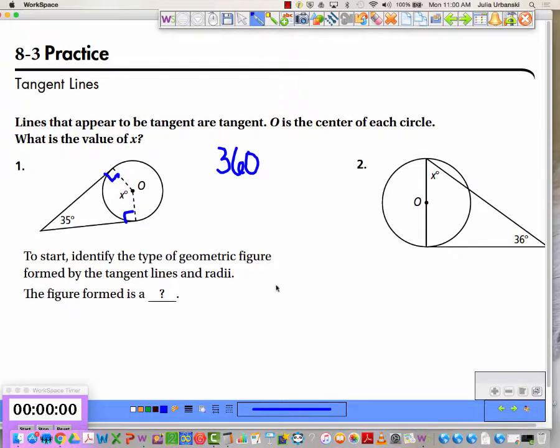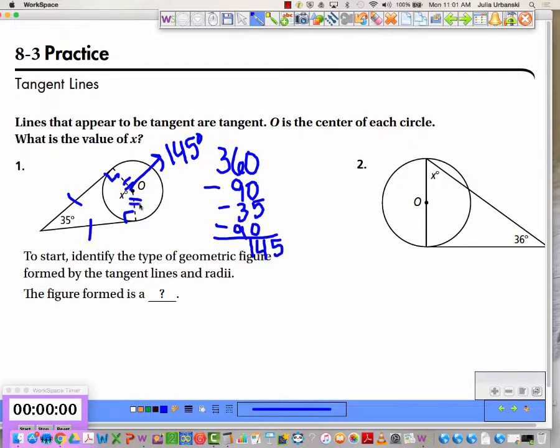A triangle has 180. So you subtract what you know. We know 90 degrees, we know 35 degrees, and we know 90 degrees. Subtract all the ones you know, and you will get the one that's missing. And what do we get? Use your calculator. 145? Okay, so that means that this angle right here is 145 degrees. Now, looking at the shapes, this tangent equals this tangent, this radius equals this radius. What shape does that make?